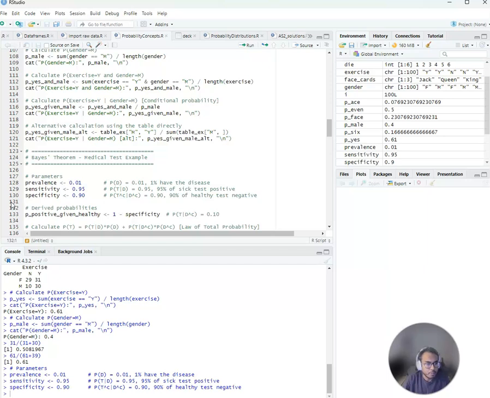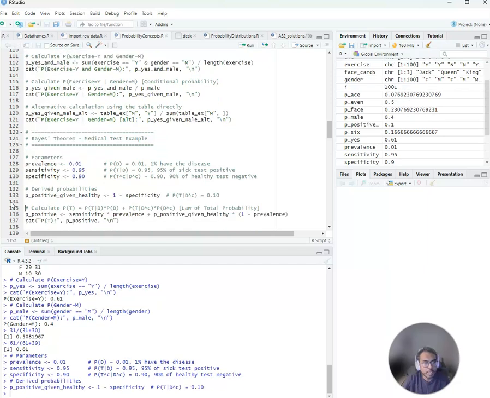P positive given healthy is 1 minus specificity, which is essentially the probability that the person tests positive given that he or she doesn't have the disease, which is 10%.